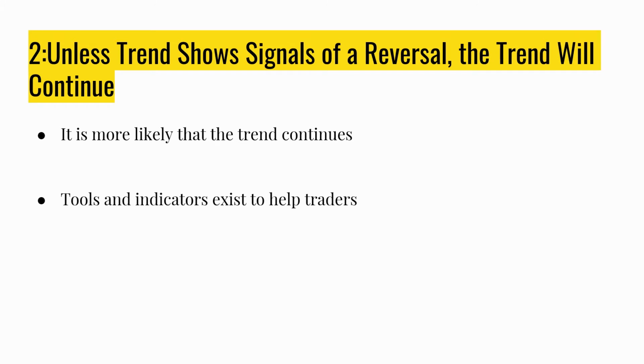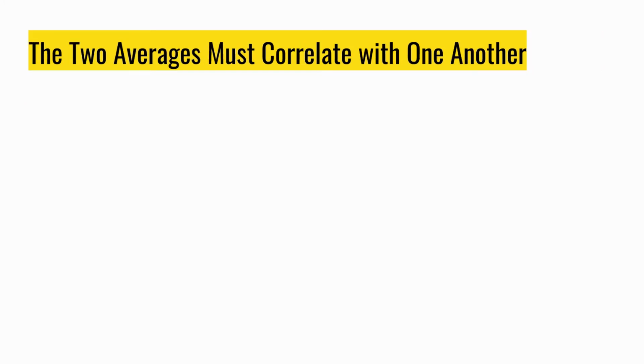Today, there are numerous tools and indicators that help spot these reversals, and they will be covered in later videos. However, with these tools and indicators, it is still pretty hard to spot a reversal and time it perfectly. So I'll bring up examples a little later on in the video to show how hard it is to time it perfectly. Let's move on to the third tenet.